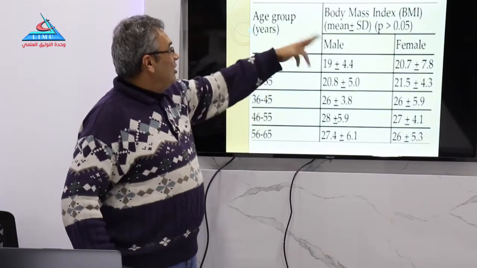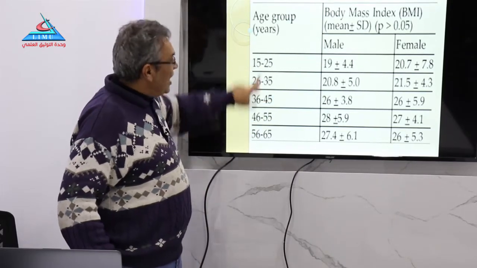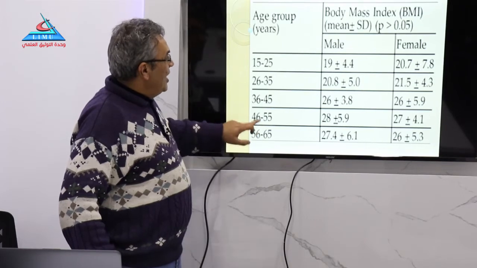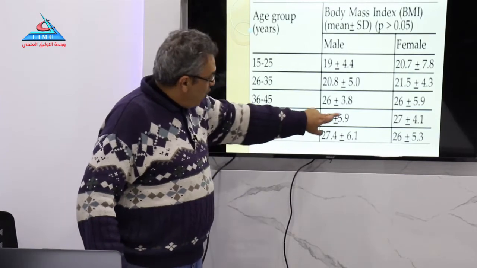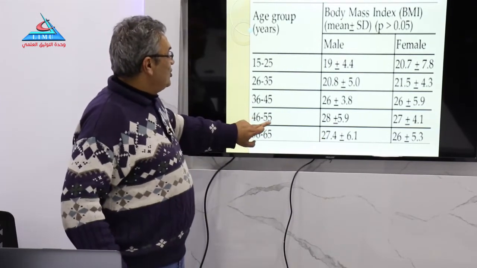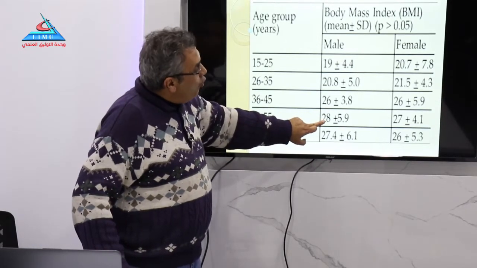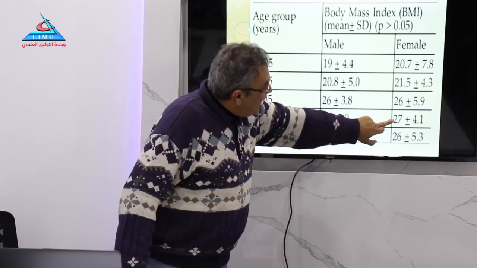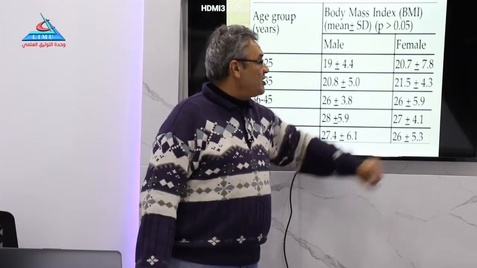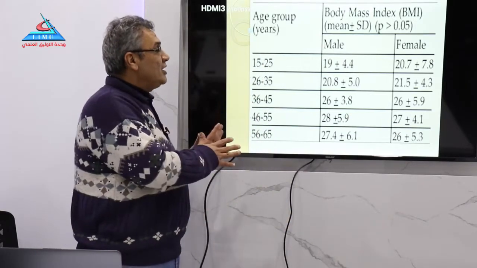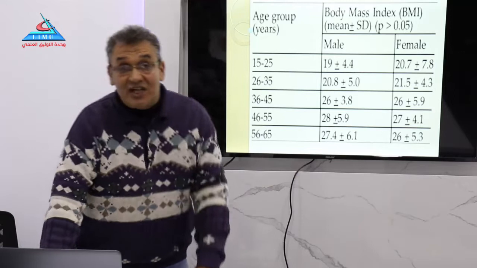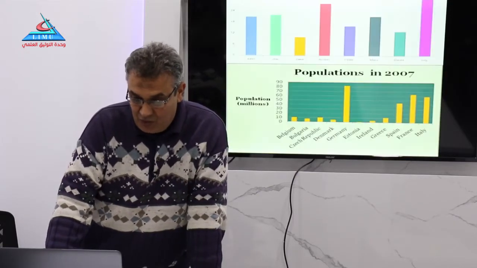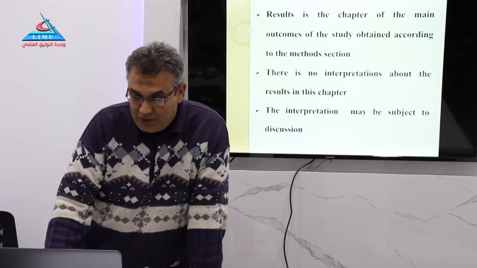For example, here, the body mass index, based on the age group. As you can see, the highest body mass index can be observed where? It can be observed in the age group 46 to 55 in male. While in female, we can see as well the same age group, which is 27 plus minus 4.1. So here, we don't need to explain why, but in the discussion, we go for why the results come like that, if we have space to do that or we have information.